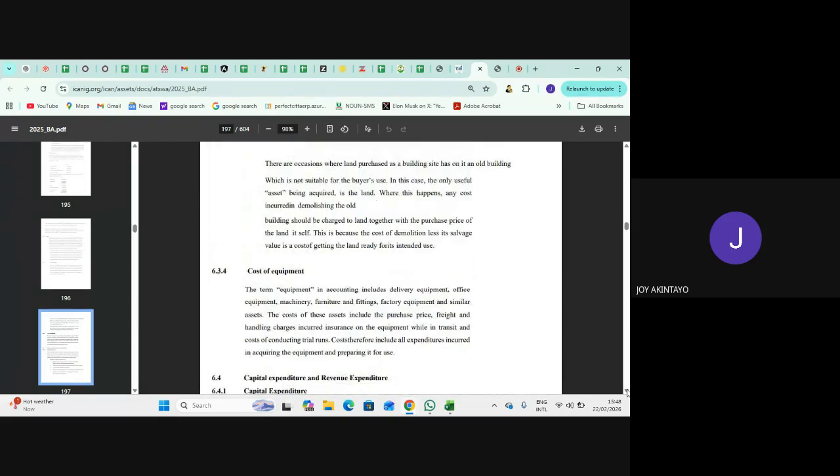Now also we'll be looking at the cost of equipment. The cost of equipment includes the delivery of equipment to the customer. Are we together?